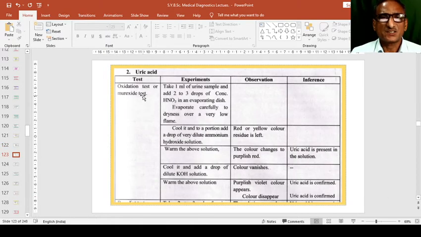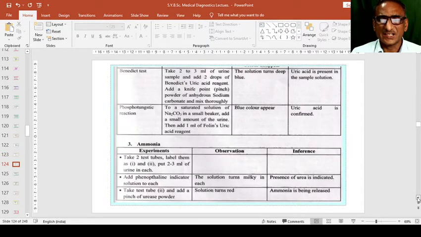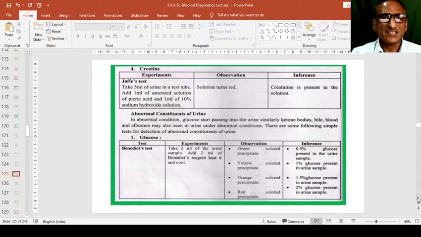Likewise, the oxidation test for murexide: take 1 ml of urine sample, add 2 to 3 drops of concentrated nitric acid. Then evaporate it and cool it. If a red color appears, or the color changes to purple, or the color vanishes, or a purplish violet color appears, these are the different levels of inference of uric acid content. Then ammonia content, either present or absent. Then creatinine content, Jaffe's test. These are not for practical purposes, only for theoretical purposes.